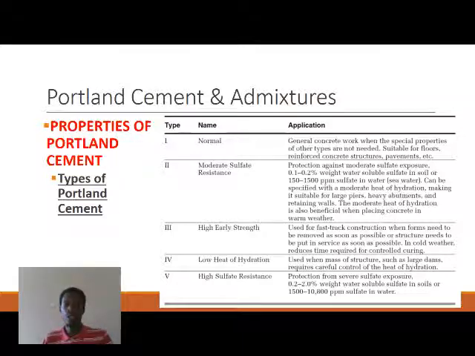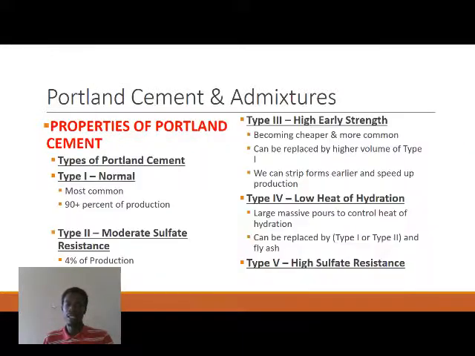You have the high sulfate resistance. Just take it from that. All right, so I think I have a better table here. We have the type 1 normal, which is the most common type, and it's about 90% of the cement that is produced. That's why you don't see most of the other ones, except when you really, really need them.